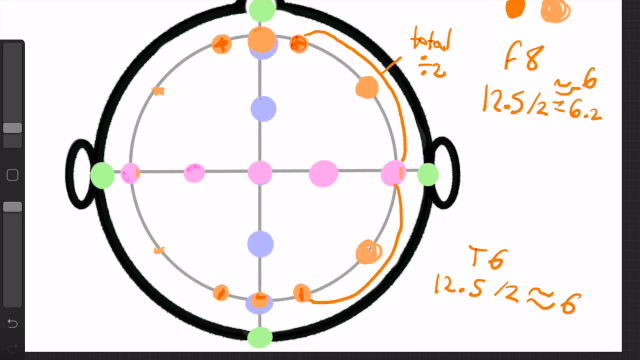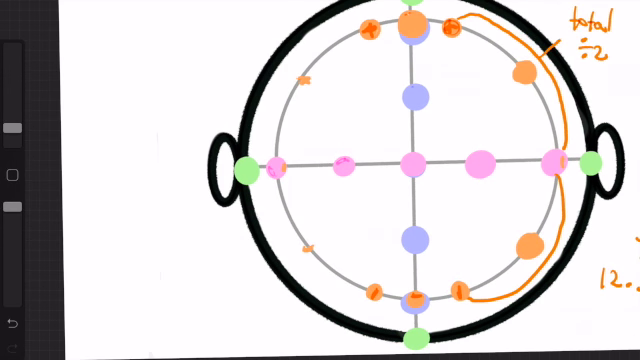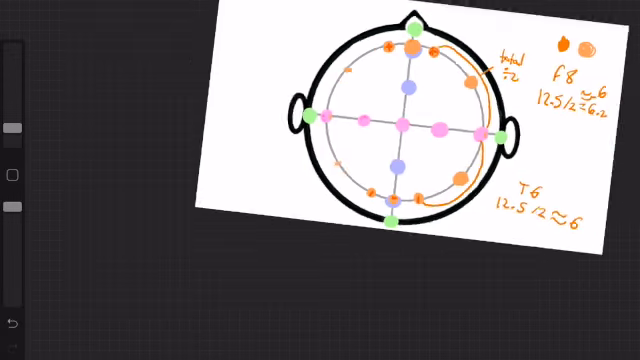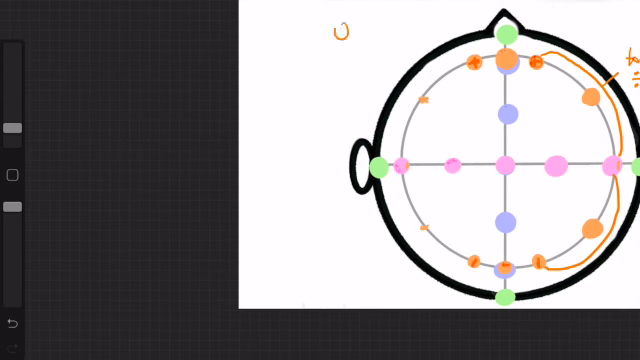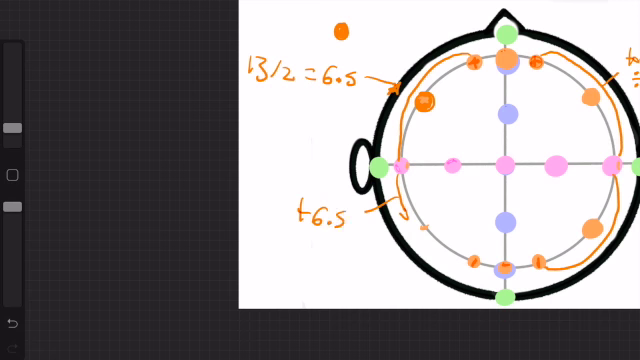So mark that point. Now we're moving on to the left side and we're going to do the same thing. We're going to measure the distance from prefrontal 1 to T3 and divide the distance by 2. So I got 13 divided by 2 is 6.5. Now we're going to find T5, measure the distance from T3 to O1 and divide by 2. So I got 13 divided by 2 is 6.5.